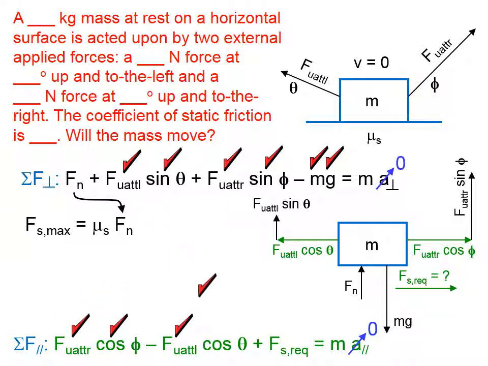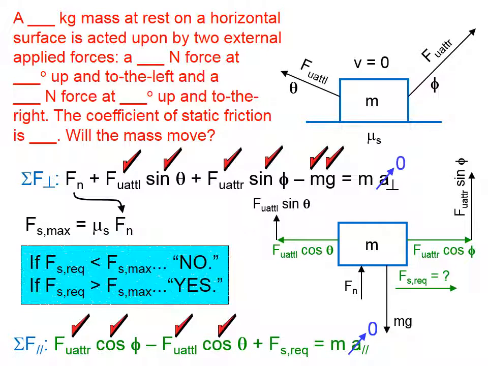We know the applied forces, and we know the angles, which means we know everything in this equation except the required static friction force. So what we're going to do is use this bottom equation, calculate the required static friction force, and compare it to the maximum static friction force that's possible. If the required static friction force is less than the maximum that's possible, then no, the mass will not move. If the static friction force that is required in order to keep this mass at rest turns out to be greater than the maximum that's possible, then yes, the mass will begin moving.